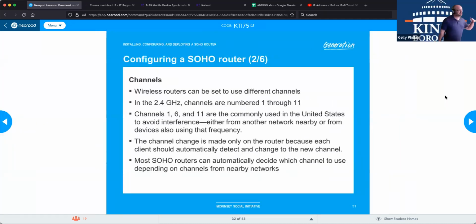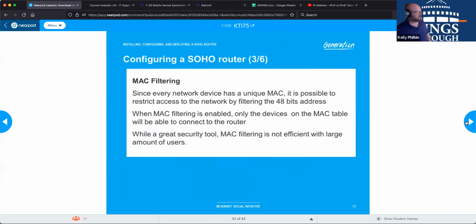All right. So we come back to the channels, where you can go into your router and select your channels. If you're on the 2.4, 1, 6, and 11 are your main ones to avoid interference, and that is obviously in the US. The channel itself is only set on that particular router. Most of them, like we talked about earlier, can automatically decide which channel to use, but things can change. You can have a neighbor move in and use the same channel as you. But for the most part, they can auto select.